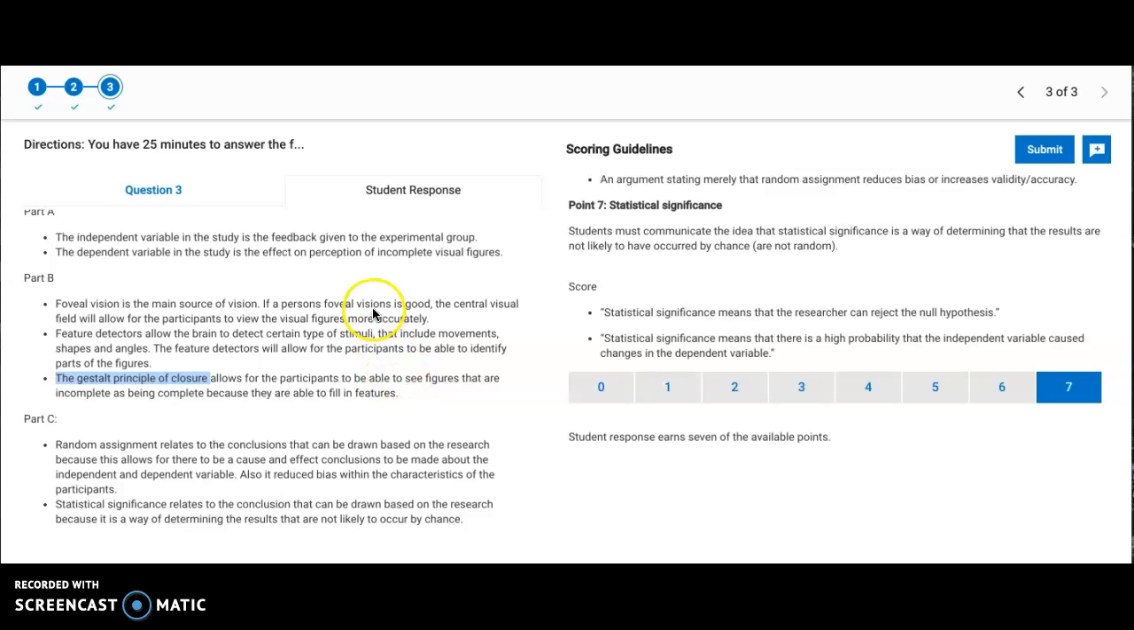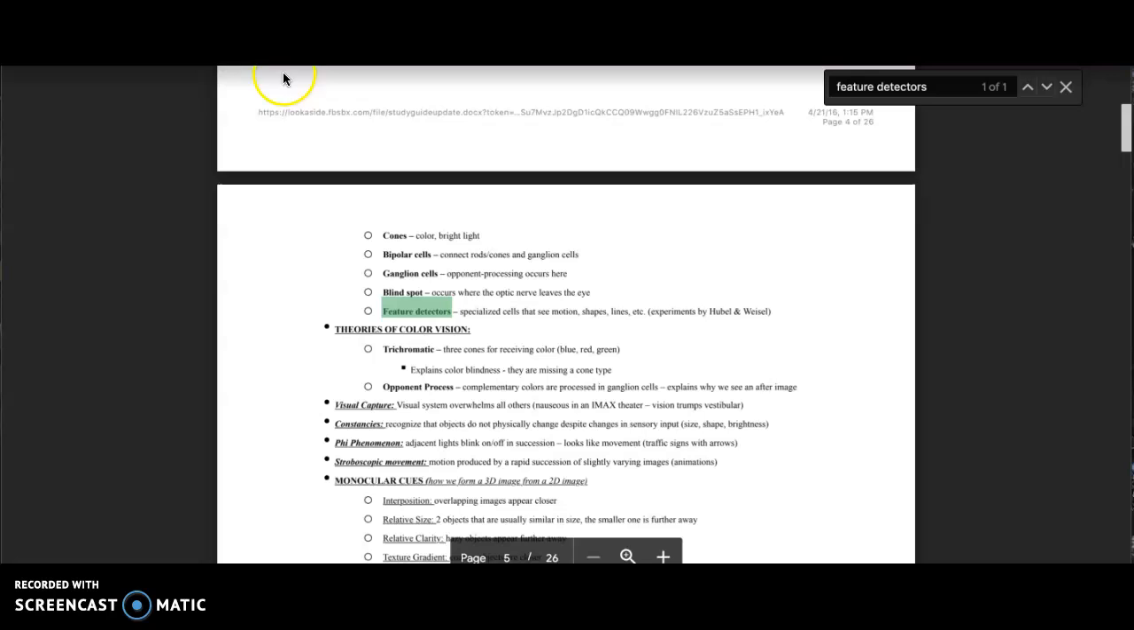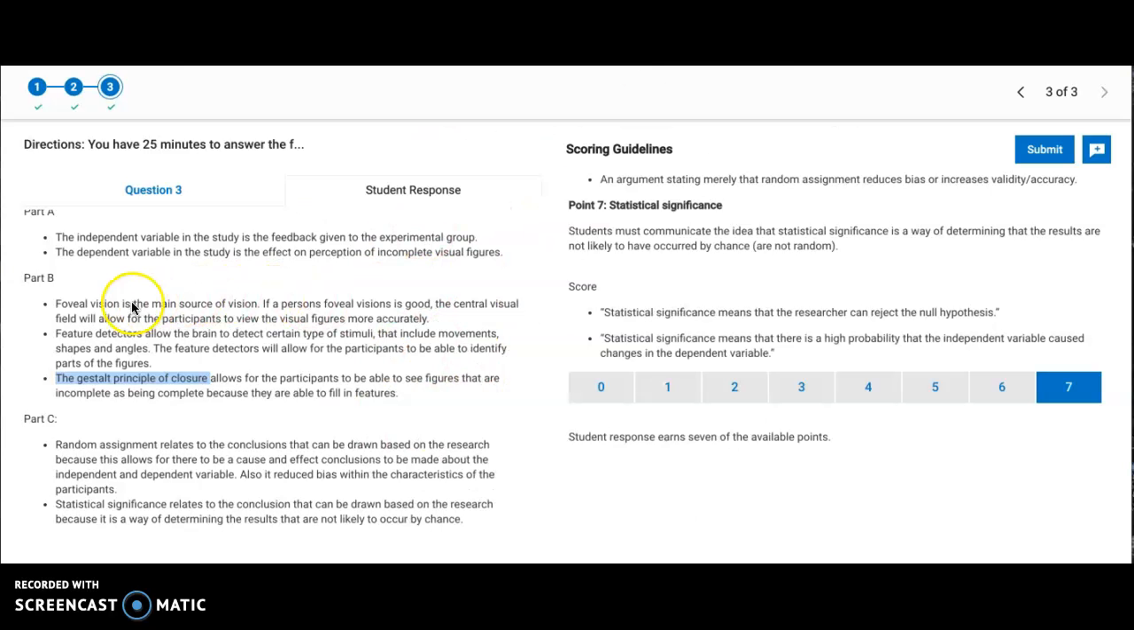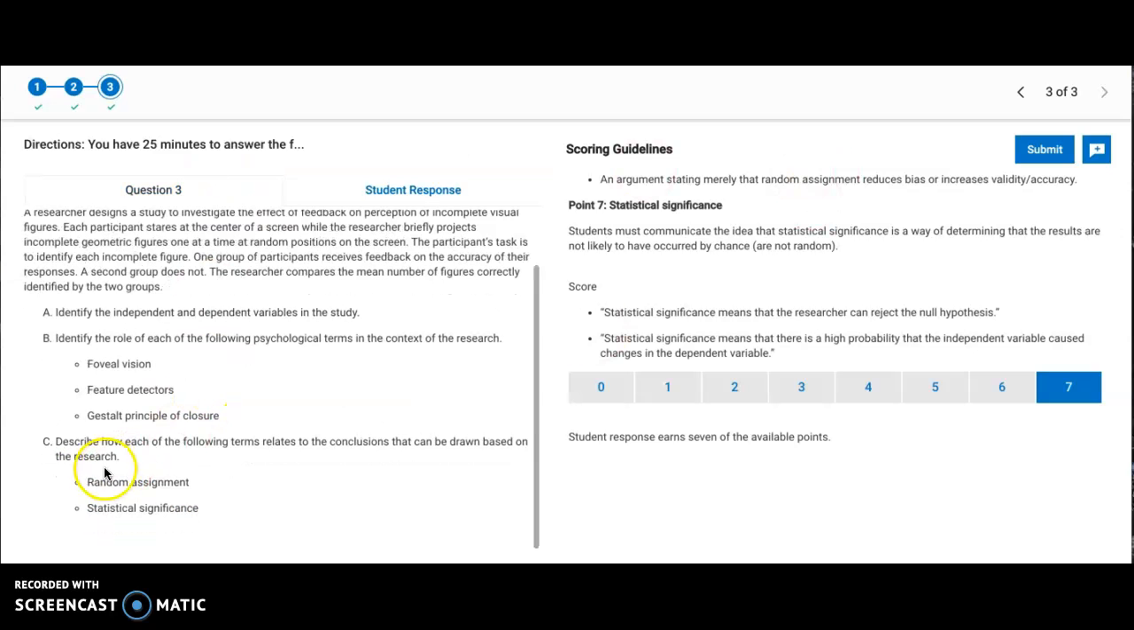Okay, so again, a good place to look for these definitions would be this study guide. And yes, this looks good for part B. All right, part C, back to more research methods type questions. It asks, describe how each of the following terms relates to the conclusions that can be drawn based on the research. Okay, so random assignment, flipping a coin, and assigning participants to either the control group or the experimental group.